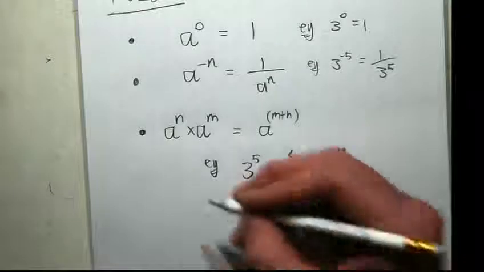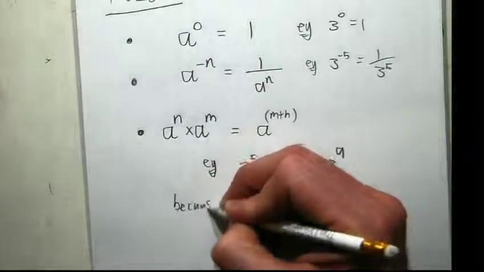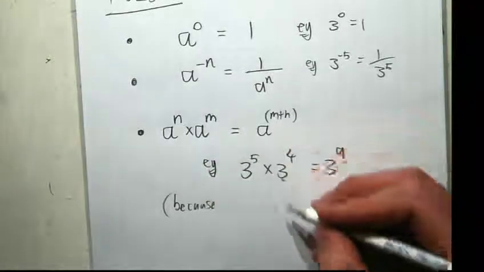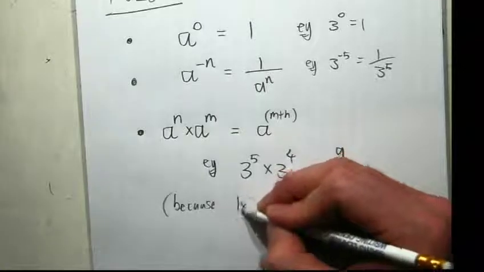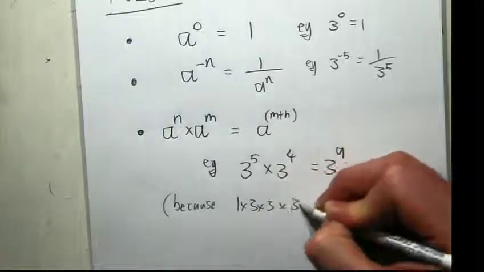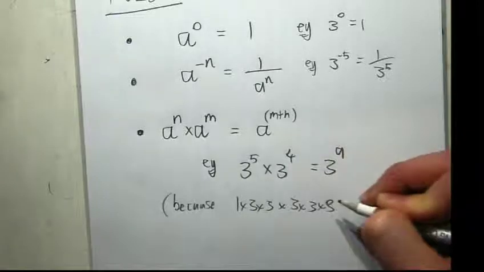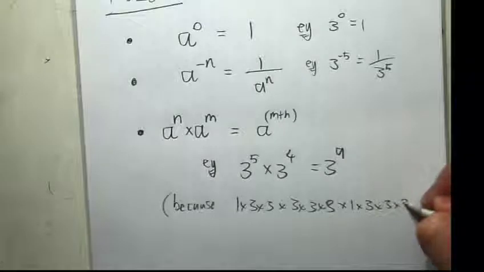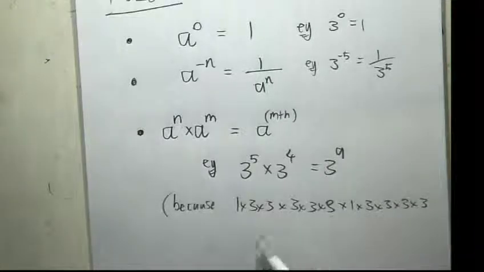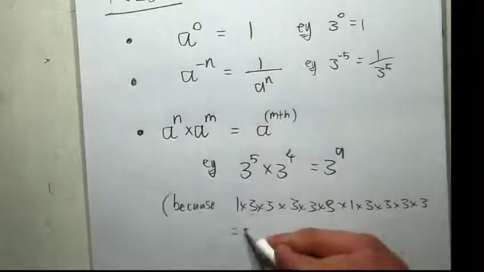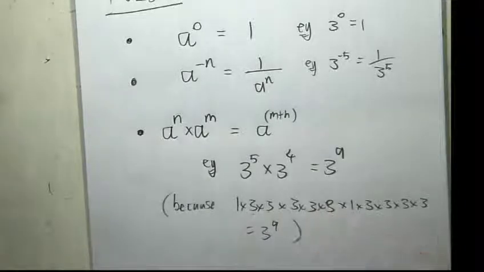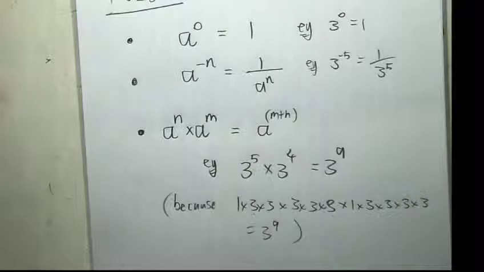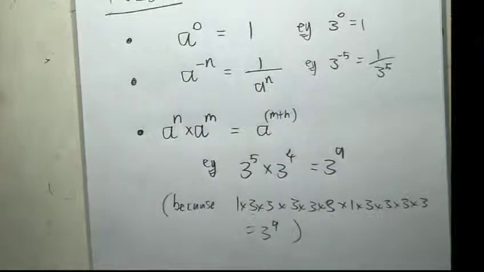And that's simply because 3 to the power of 5 is 1, 2, 3, 4, 5. And 3 to the power of 4 is 1, 2, 3, 4. And that's the same as going 1, 2, 3, 4, 5, 6, 7, 8, 9. Because there's 9 of them. And that's why it works the way it does. Okay?